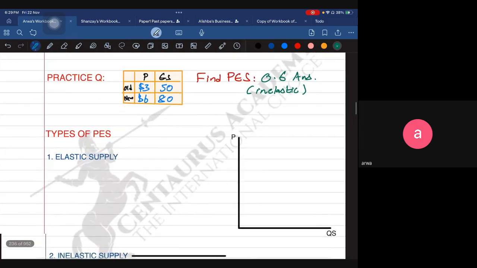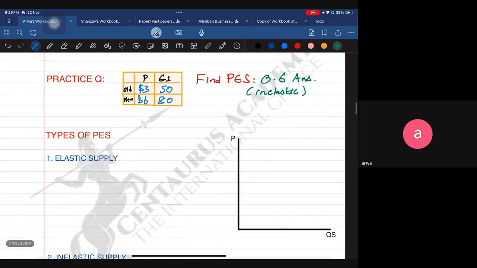Now if we move on to elastic supply, it is usually greater than one. So what do we say, the large change or the small change? Basically, in elastic supply, a small change in the price will result in a large change in the quantity supplied. Small change in price results in a large change in quantity supplied.